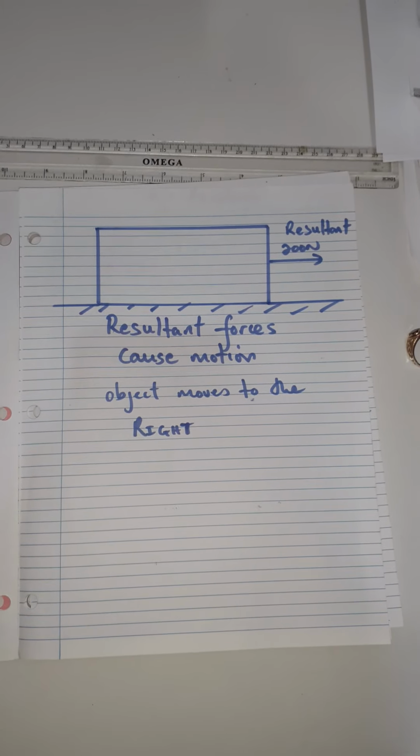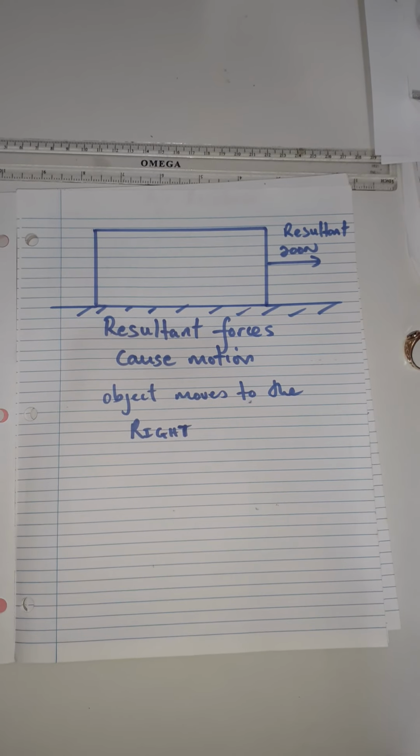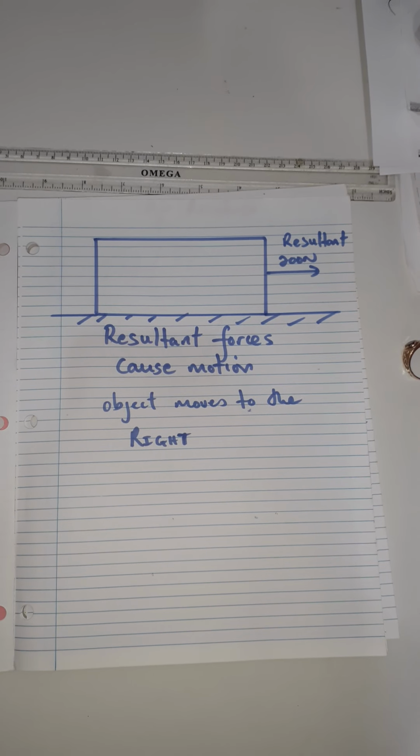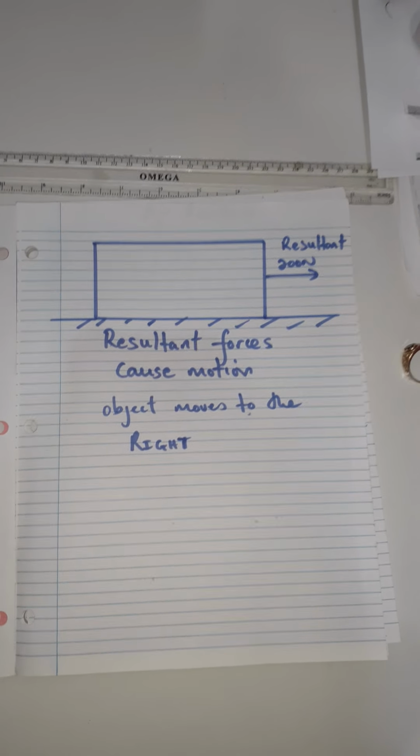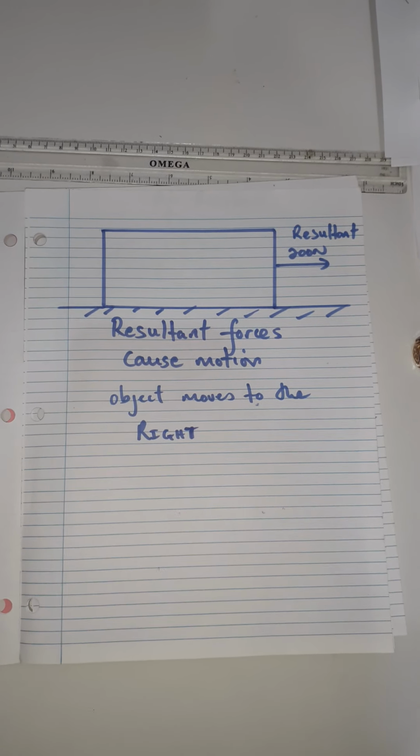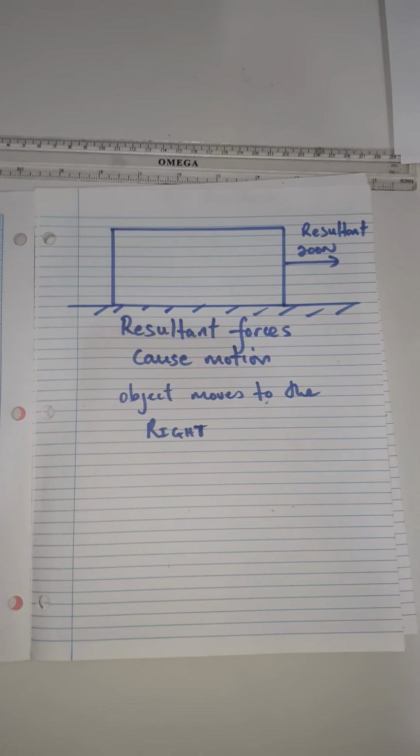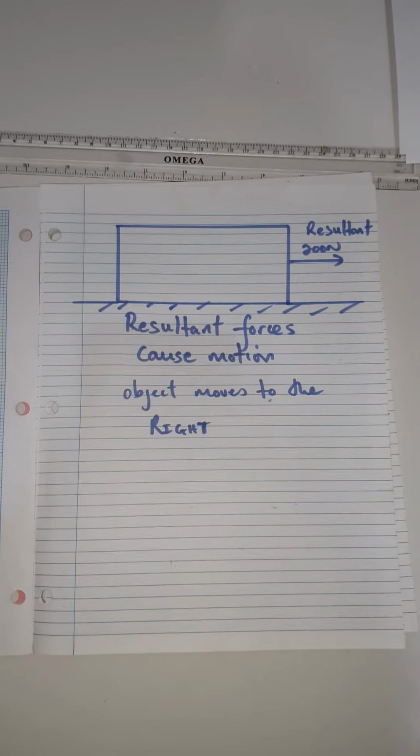So the 400 newtons basically is larger than the 200 newtons, and therefore we subtract them because they are acting opposite to each other, all right? And the resultant force happens to be 200 newtons to the right. This object will move, therefore, to the right in the absence of friction.